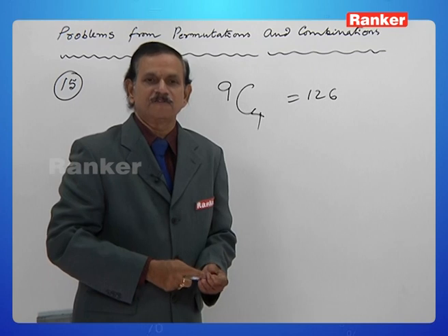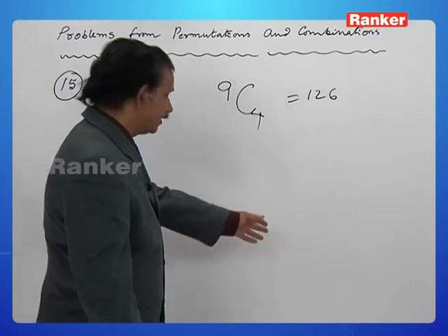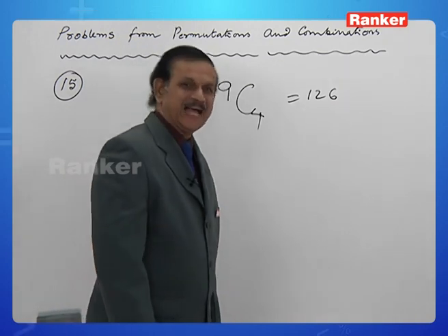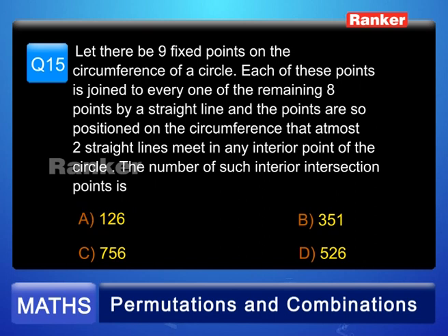So the number of interior points of intersection which lie inside the circle are nothing but the number of points of intersection of the diagonals, and it is equal to 9C4, which is 126.